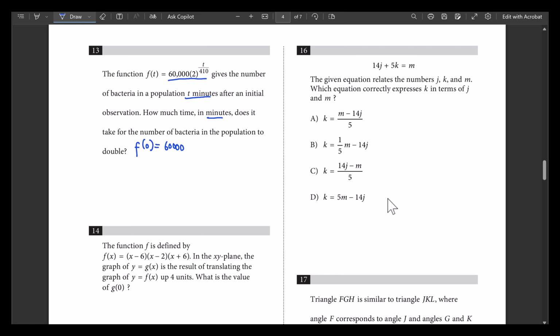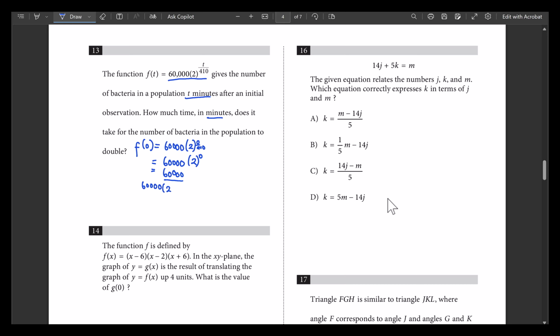Substituting 0 into our equation where we have t, we get 60,000 multiplied by 2 to the power of 0 over 410, which is equal to 60,000 multiplied by 2 to the power of 0. Any number to the power of 0 is equal to 1. Hence, we get our initial population as 60,000.